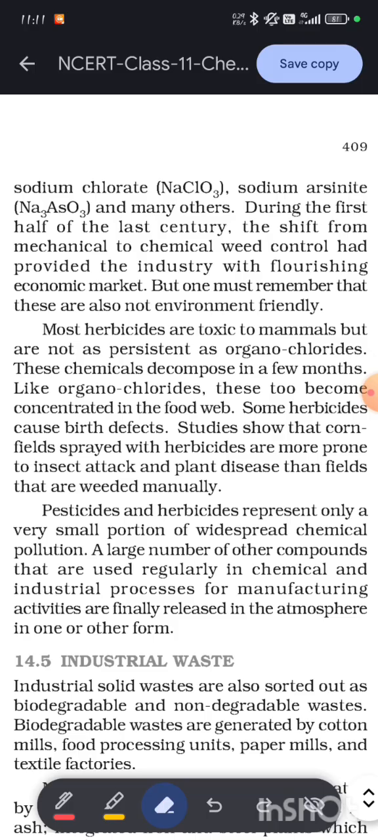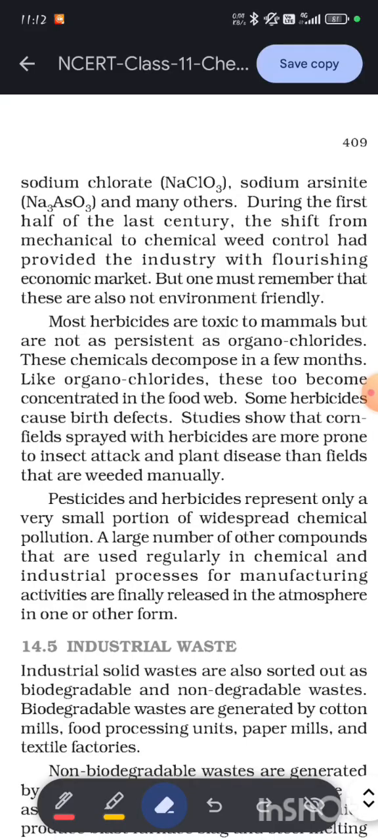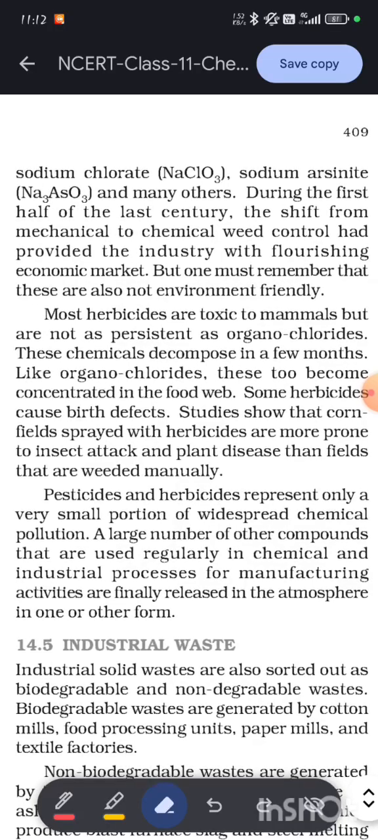Most herbicides are toxic to mammals but are not as persistent as organochlorides. These chemicals decompose in a few months. Like organochlorides, these too become concentrated in the food web. Some herbicides cause birth defects. Studies show that fields sprayed with herbicides are more prone to insect attack and plant disease than fields that are weeded manually.